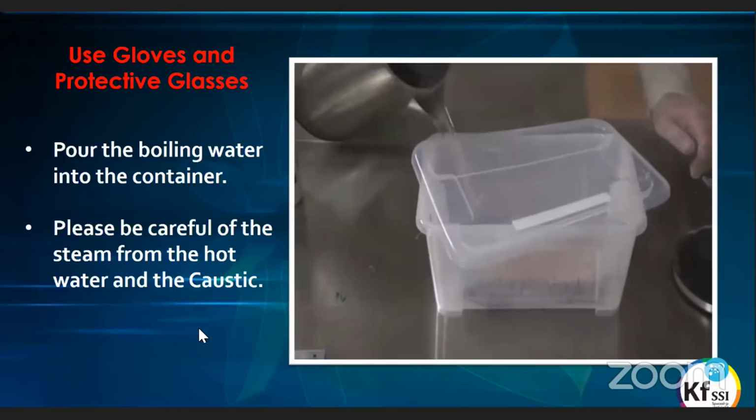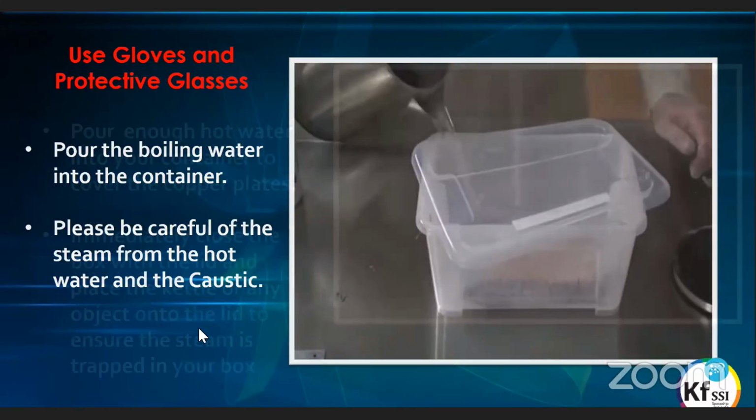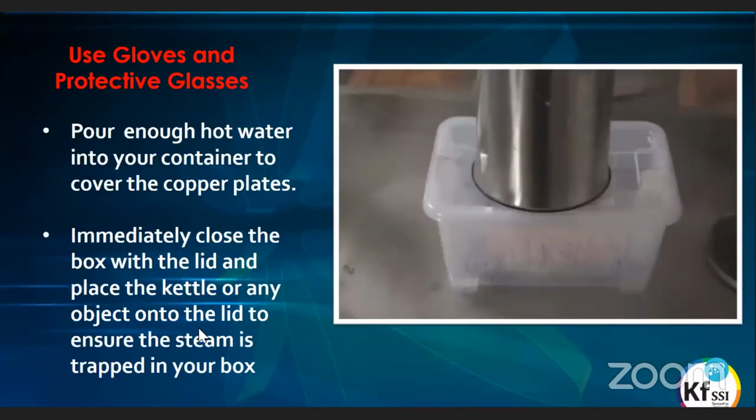Here you have to be very careful when you pour your boiling water in the container, because you're going to get hot steam from your hot water as well as from the caustic. So in this stage, be very careful, and also not to breathe any of the fumes coming off. You need to pour enough water in there so that you're covering your copper plates completely, and then immediately close the box with a lid. And even if you just put your kettle straight back on there or anything else, just so that you can trap that steam in your box.